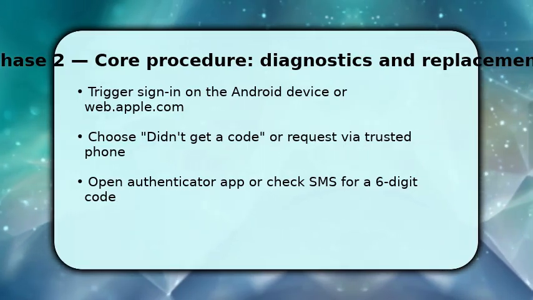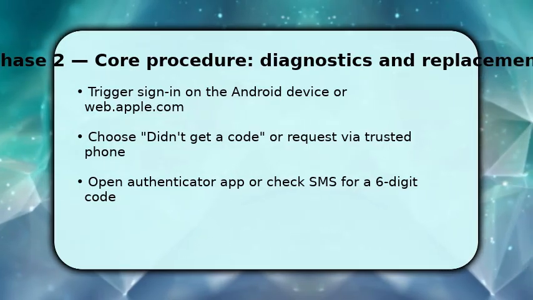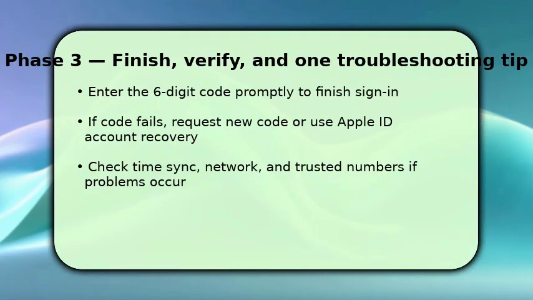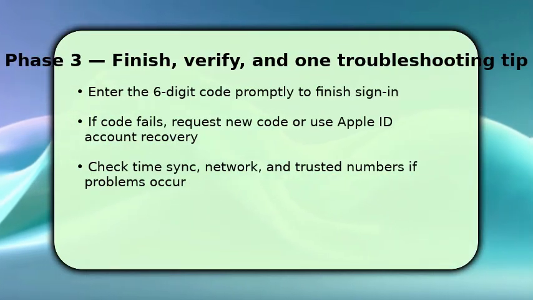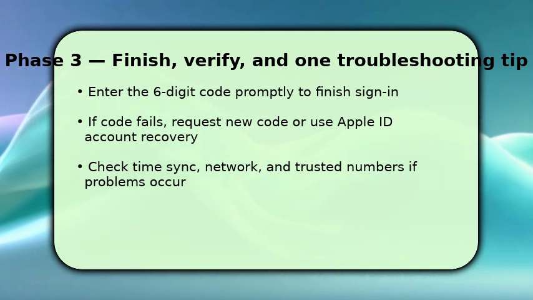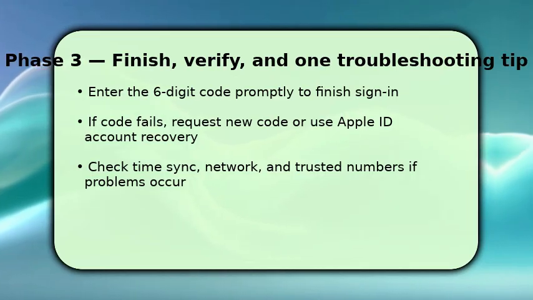This matters because codes refresh quickly. Use the current code within 30 to 60 seconds. You finish by entering the 6-digit code on the Android sign-in screen and confirming access. Once accepted, you're signed in. If the code is rejected or expired, request a new code and verify your phone's clock is accurate. Time drift breaks time-based codes.